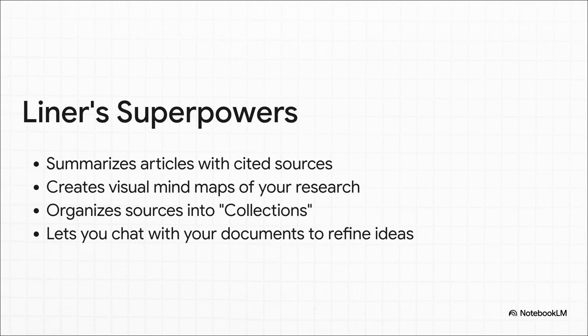And this is where Lainer really shows its superpowers. It's so much more than a search engine. It'll actually summarize entire articles for you. And this part is absolutely crucial. It gives you cited sources, so you always know where your info's coming from. No more scrambling for citations later. Then there's the mind map feature, which, if you're a visual person like me, is a total game changer. It helps you see how all these different ideas connect.